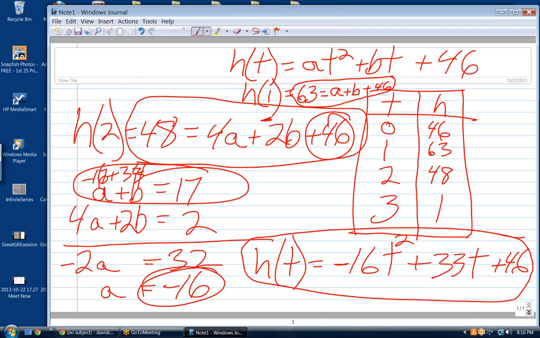All right, I think that's the easiest way to do that. And they didn't even need to give us this third point. In other words, we only needed 3 points to come up with the 3 variables, A, B, and C. Okay.